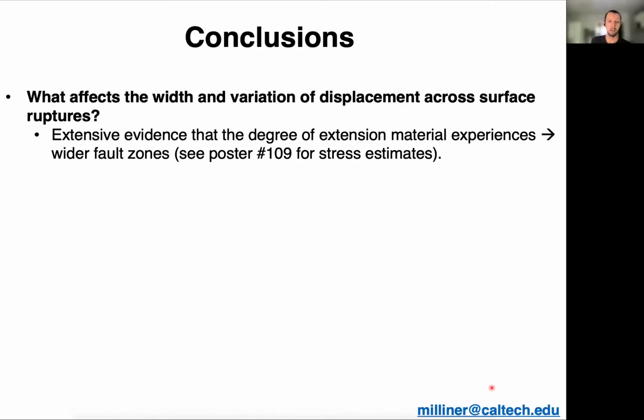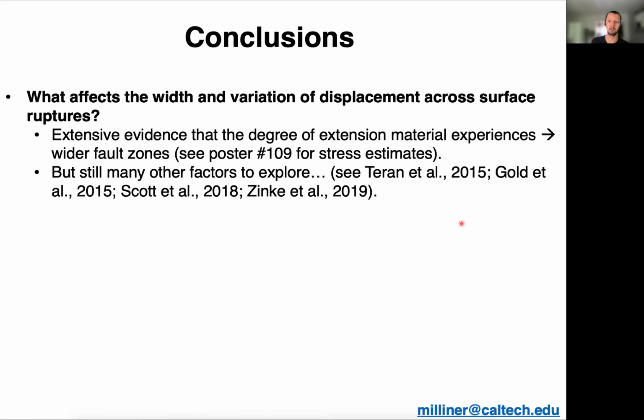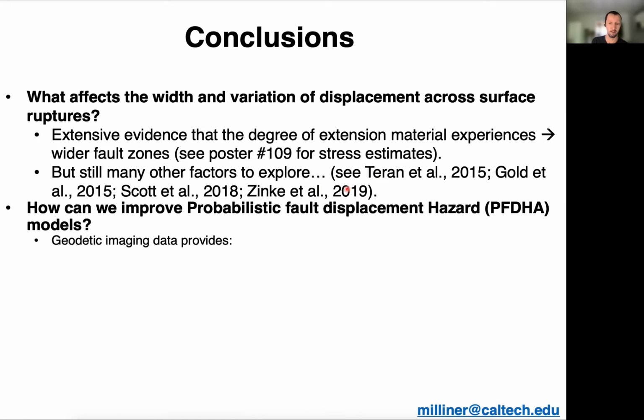Just to conclude, we've tried to show some evidence that we observe wider fault zones within areas where the material is experiencing increasing amounts of extensional strain. If you're interested in stresses and how we go beyond strains, please see our poster number 109. But there are a lot of other factors left to explore in terms of what controls the width and variation of displacement along faults, and there's a lot of ongoing research into this problem. I suggest you look at these really great studies if you're interested in learning more.